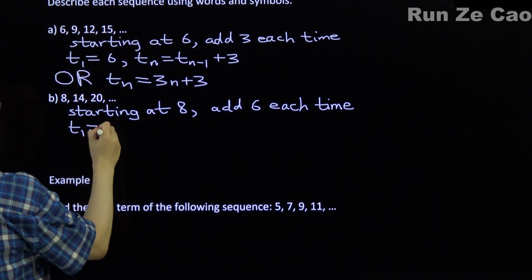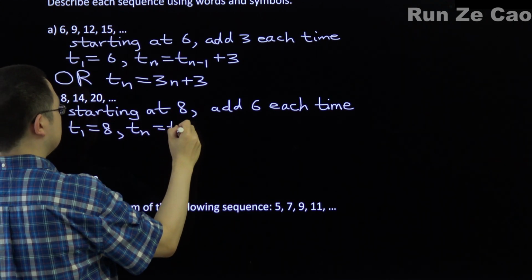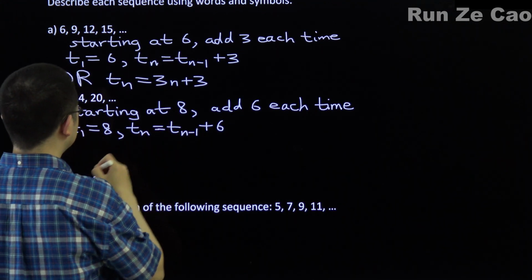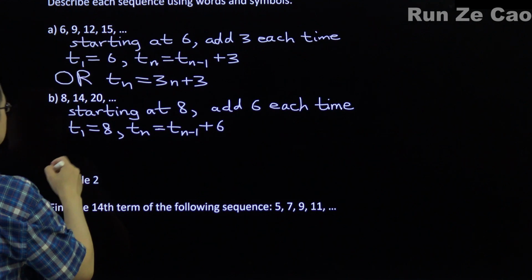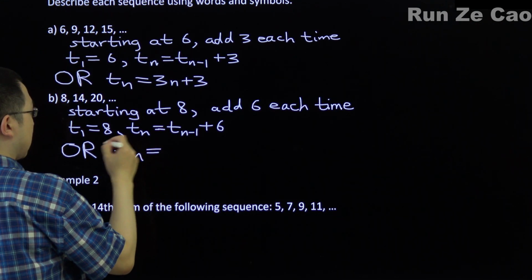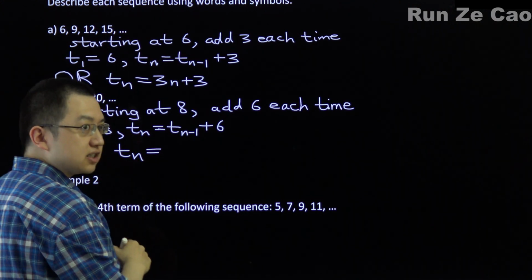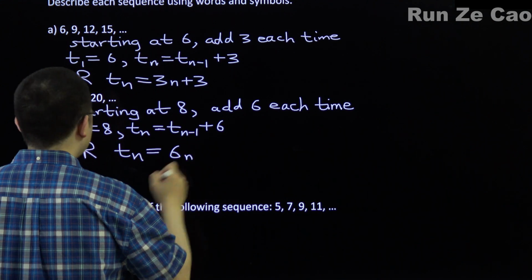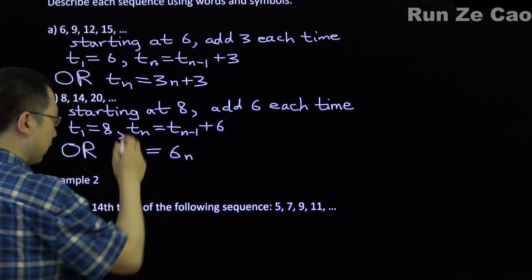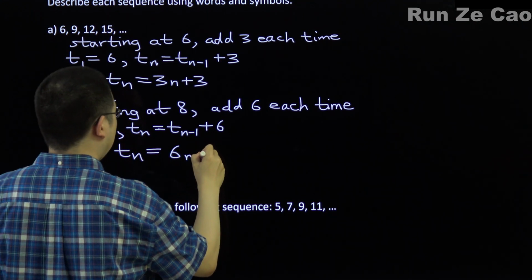Term 1 is equal to 8. Term n is equal to term n minus 1 plus 6. Or you can go with term n as a general formula is equal to, well, we go up by 6 each time, so it's going to be 6n. And how can we make the first term true, and by doing that, make every subsequent term also true? We add 2.